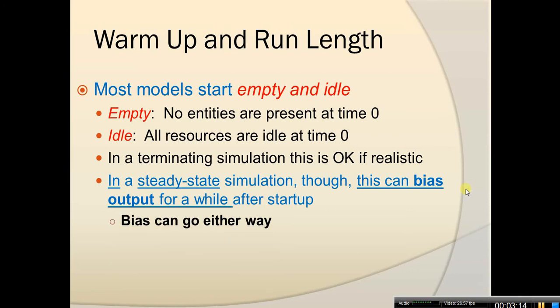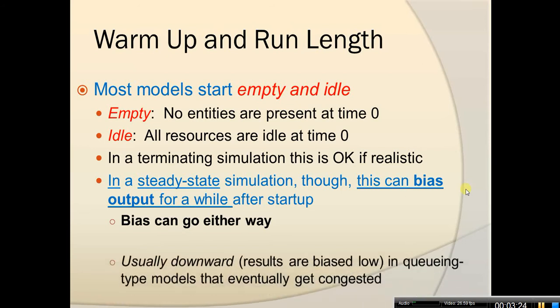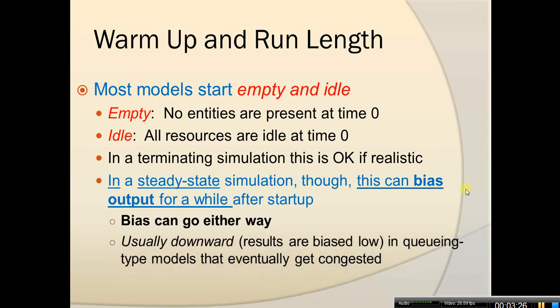And bias can go either way. So it's very important to remember that bias doesn't always go one direction. It can actually go either way. But more often, you would get a bias downward. So results are biased towards lower than what they actually should be.